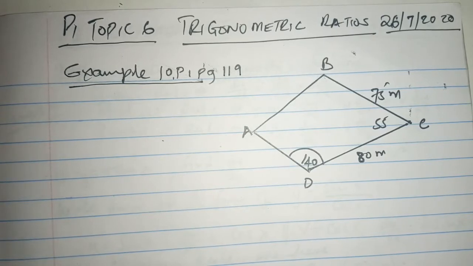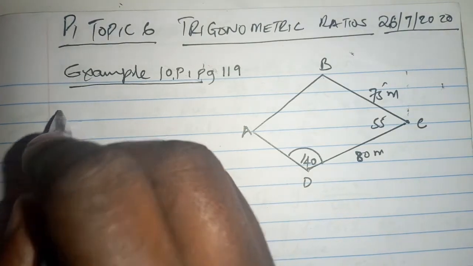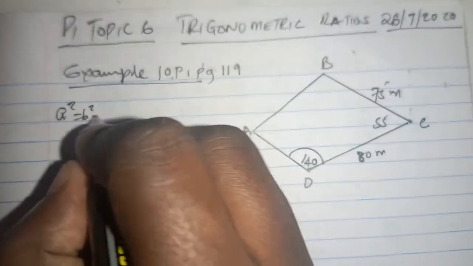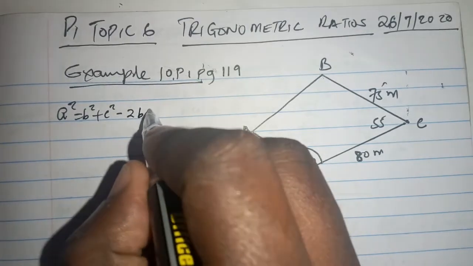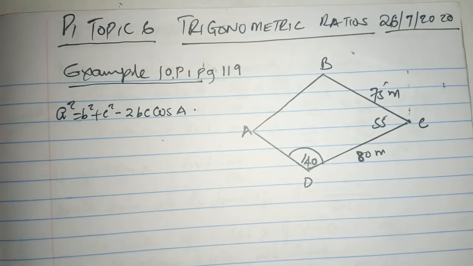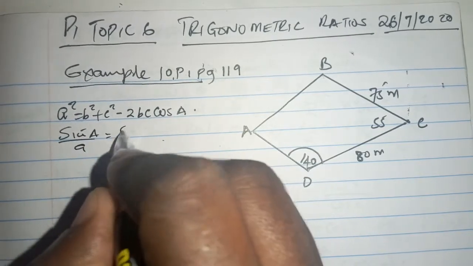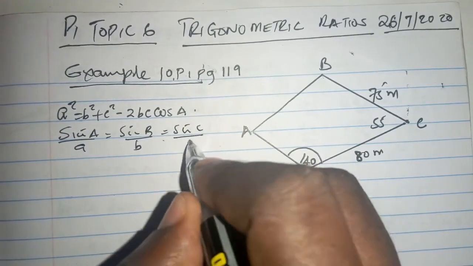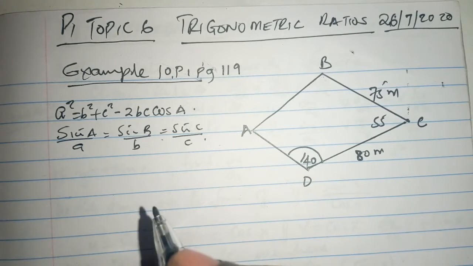We have looked at what we may call the cosine rule. The cosine rule, if I may write it over here, is a squared equals b squared plus c squared minus 2bc cosine A. We have also understood the sine rule, whereby sine A over a is equal to sine B over b is equal to sine C over c. So these rules are going to really assist us in solving this question.